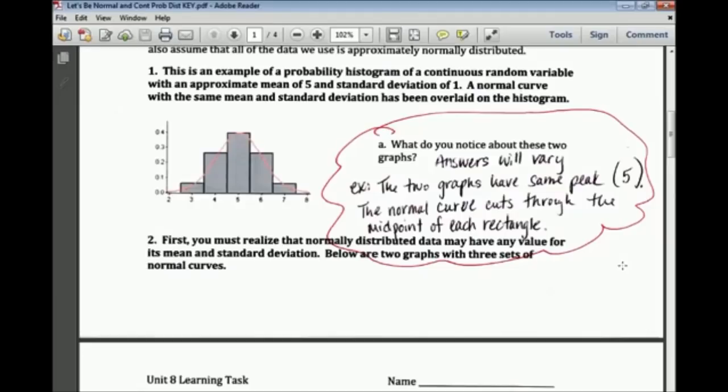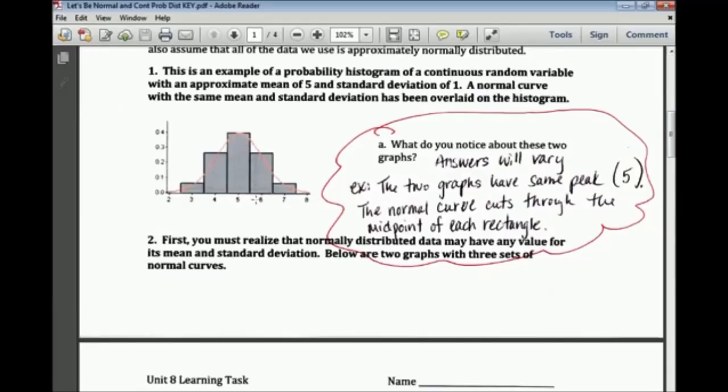Some things you could have said are that the two graphs have the same peak, and that the normal curve cuts through the midpoints of each bar. Did you guys have anything else to add? They curve similarly. They have a similar shape. Okay, one's just a curve and one's made out of rectangular boxes. Good luck trying to make a curve.